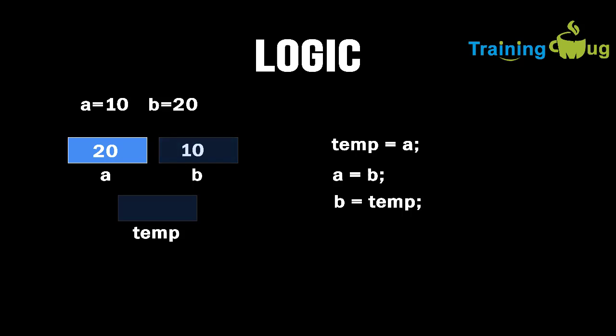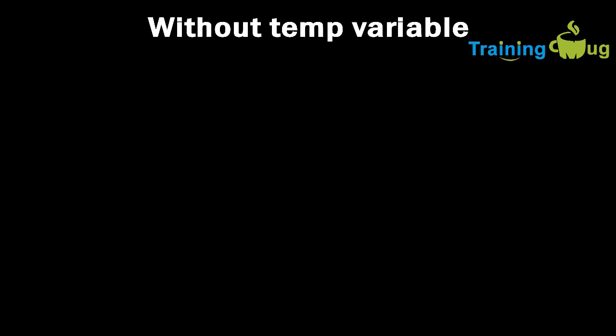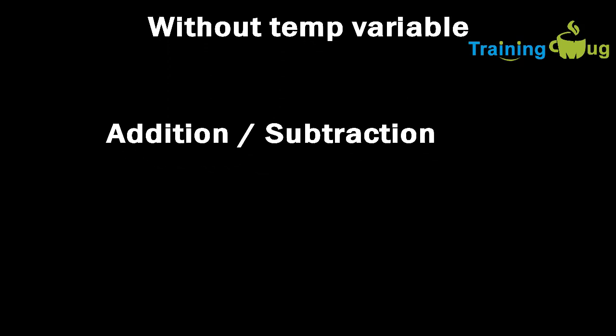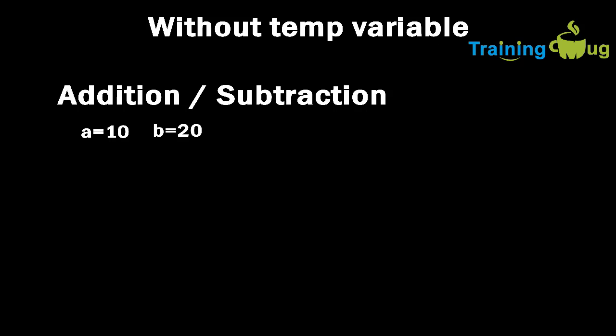Now we'll look at how to swap two variables without using a temp variable. There are different approaches. We'll discuss two approaches, that is addition and subtraction, and multiplication and division. First we'll discuss addition and subtraction. Here we're taking two numbers, a is 10, b is 20. So initially a contains 10, b contains 20.